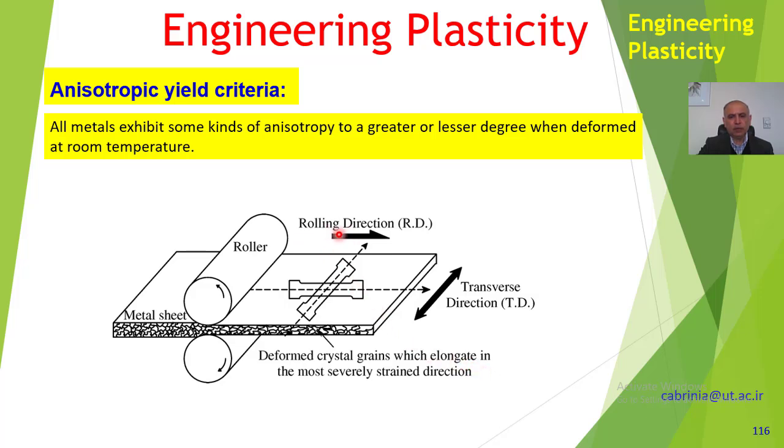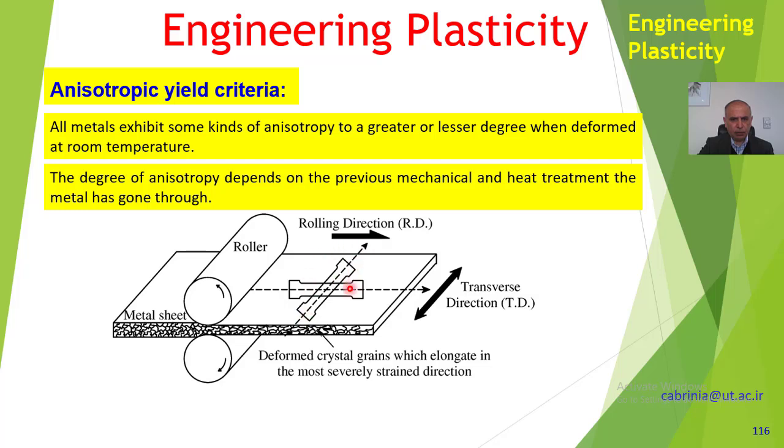So this is the rolling direction. We call this the transverse direction. And if we take a tensile specimen in that direction and a tensile specimen in that direction, and do the tensile test, we will see that we have different properties, like the yield strength or different ultimate strengths in that direction and that direction. Here you can see the grains. Here are the equiaxed grains, but here are the elongated grains in the direction of the rolling.